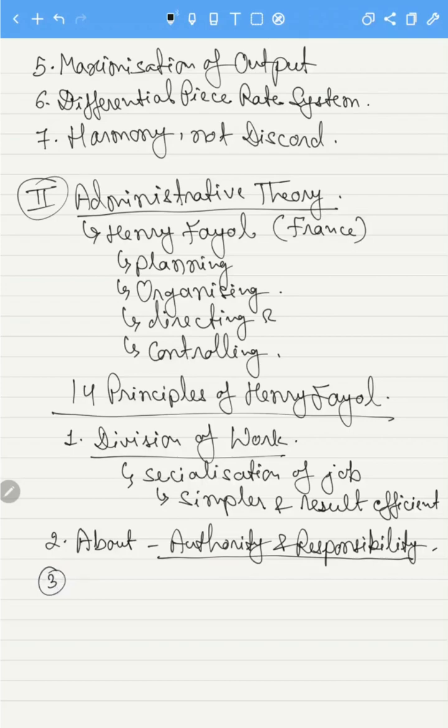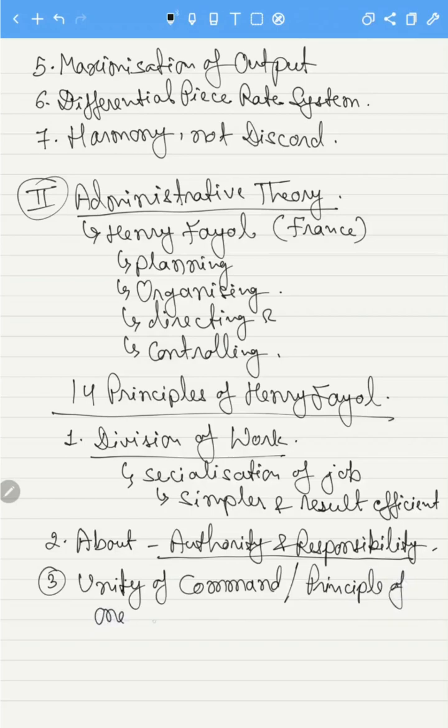Third principle is about unity of command, also said as principle of one boss. This principle says that a subordinate should receive orders and be accountable to one and only one boss at a time.